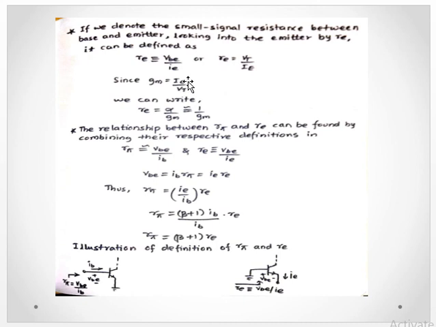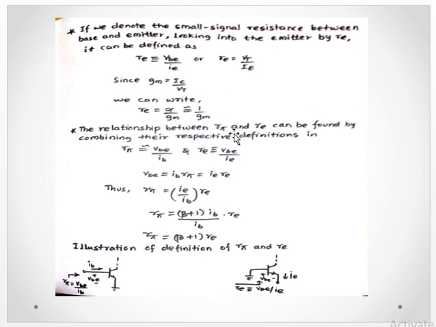Since GM is IC by VT, we can write it as, IE is IC by alpha, so it will become alpha times VT by IC, and since IC by VT is GM, it will become alpha by GM. We can write RE as alpha by GM, or nearly approximated as 1 by GM.